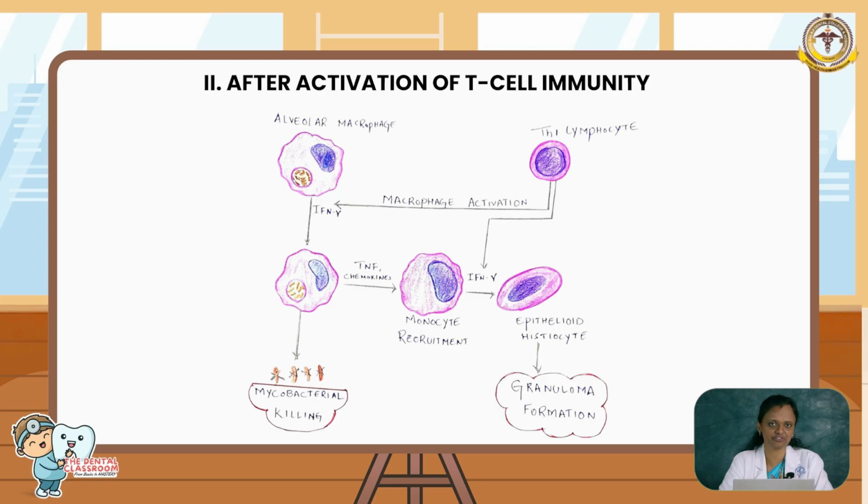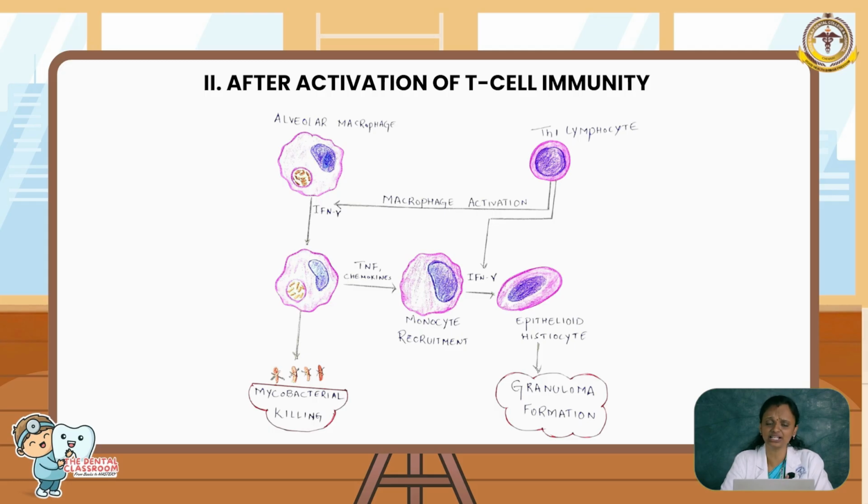This differentiation requires an interleukin called interleukin 12. Differentiation into Th1 is the crucial step because Th1 is the one which will mediate the mycobacterial killing mechanism by activating the macrophage. This activation promotes the fusion of phagosome and lysosome, and it produces lots of free radicals like nitric oxide and other reactive oxygen species, ultimately ending up with killing of the mycobacteria. So this is the end result of the Th1 response.